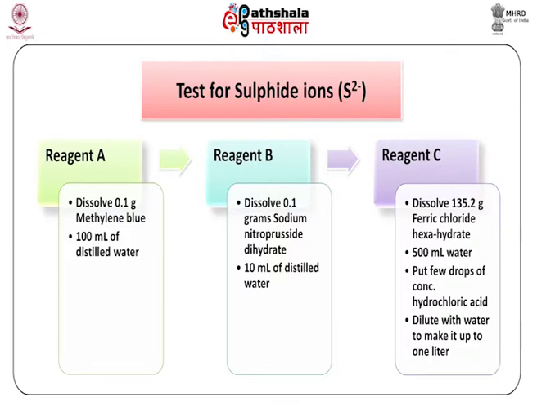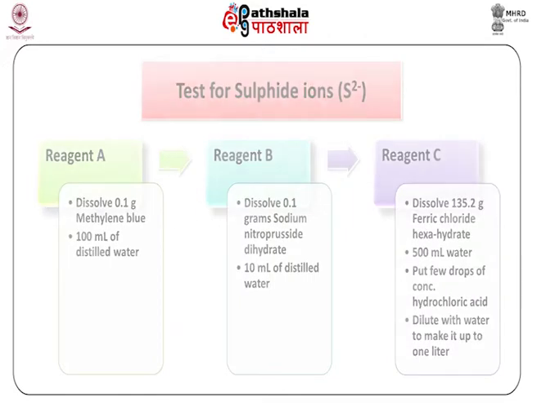Reagent C is prepared by dissolving 135 grams of ferric chloride hexahydrate in 500 milliliters of water. Put a few drops of concentrated hydrochloric acid and dilute with water to make it up to 1 liter. In case the solution turns dark, add more hydrochloric acid.